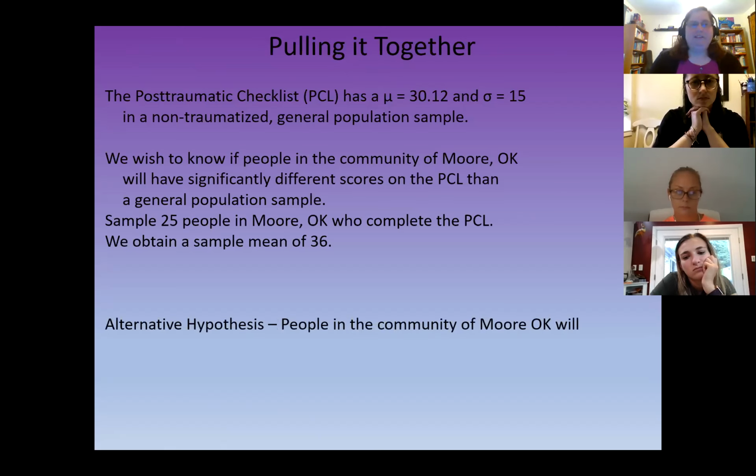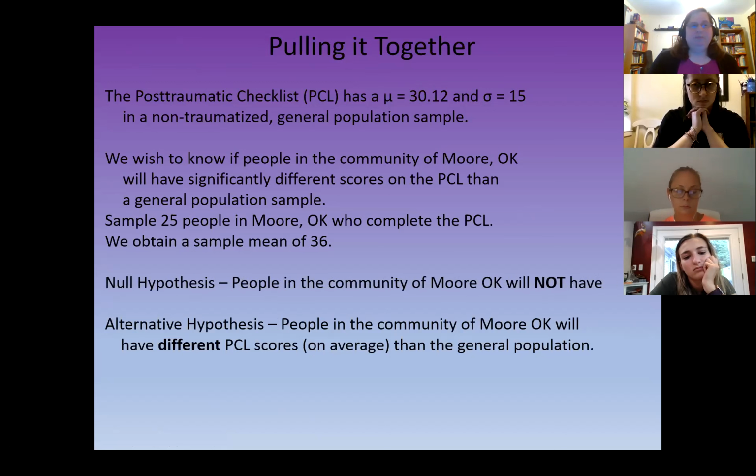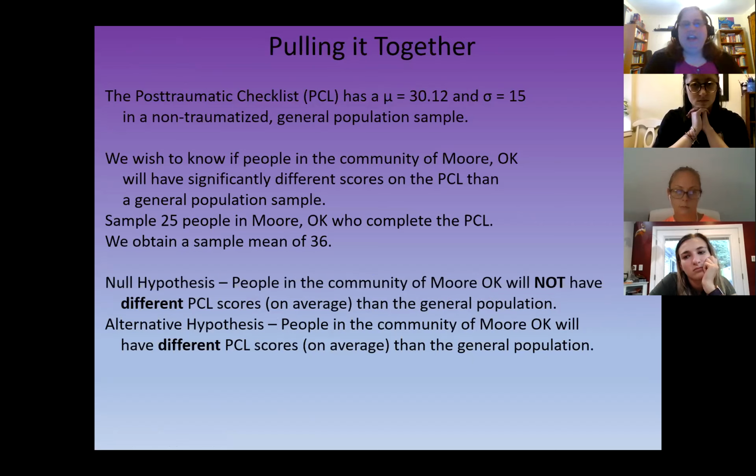Our alternative hypothesis: people in the community of Moore, Oklahoma will have different PCL scores than the general population. Notice, where did I get that from? Notice it said right up here, different. That's how I knew I wasn't going for higher or lower. I'm just looking for different here. So remember that. That's a two-tailed, non-directional hypothesis. The null, what am I going to add? My not to it. People in the community of Moore, Oklahoma will not have different PCL scores on average than the general population. Now, here's the question. Why do I add that on average? Why am I saying that? Anyone have a sense for it?